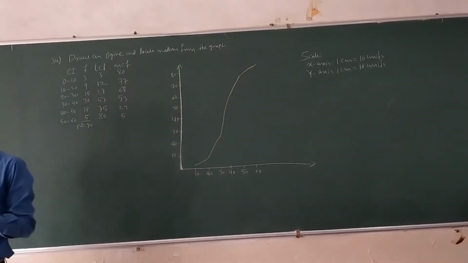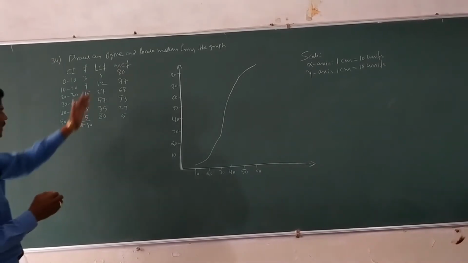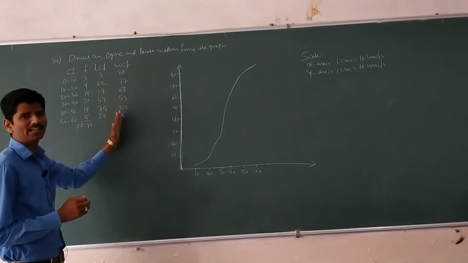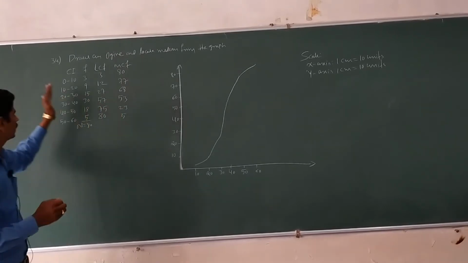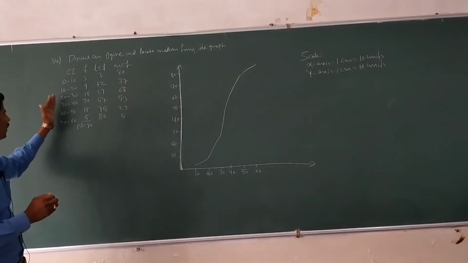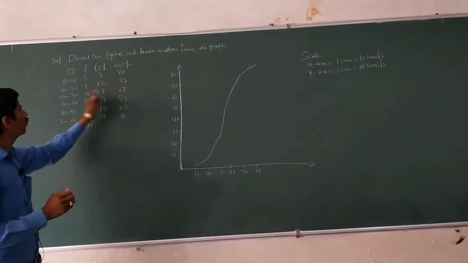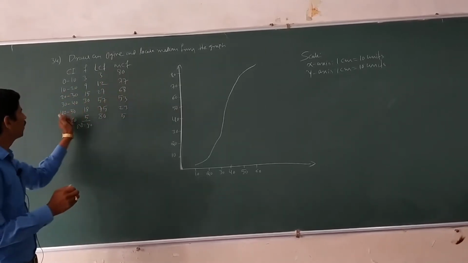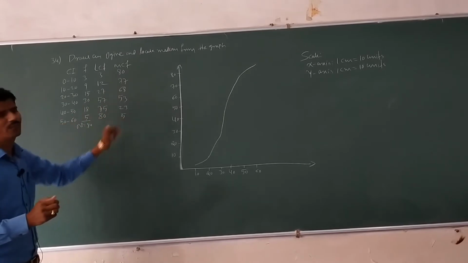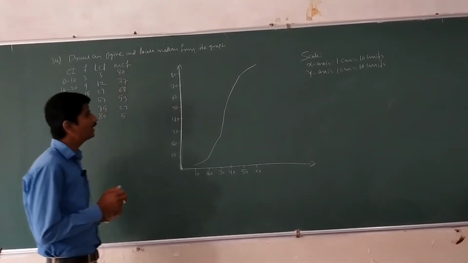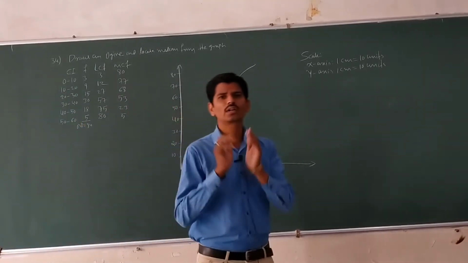Next, we have to draw the MCF curve. Here, the more than cumulative frequencies are drawn against lower class limits, that is 0, 10, 20, 30, 40, 50. Here, 0 is 80, 10 is 77, 20 is 68, 30 is 53, 40 is 23, and 50 is 5.